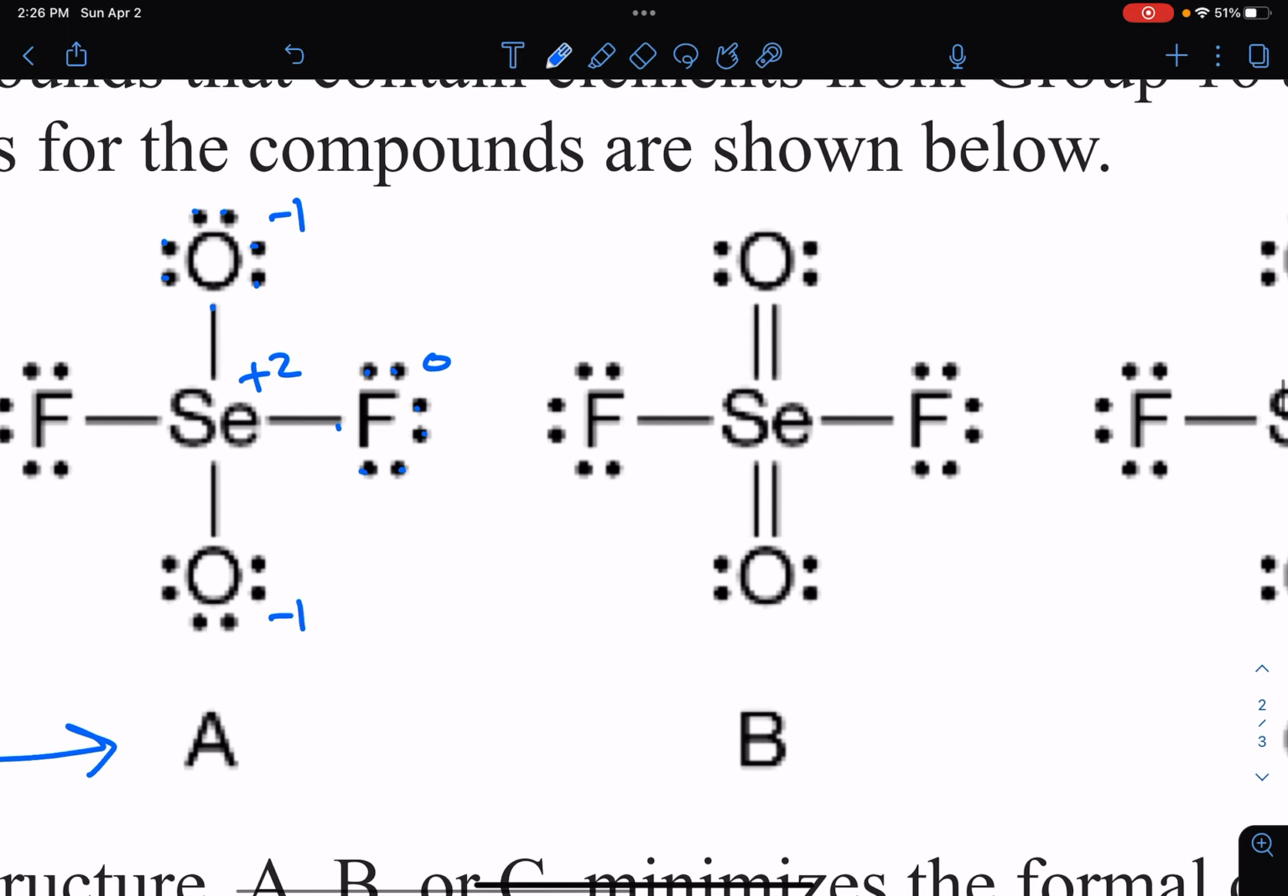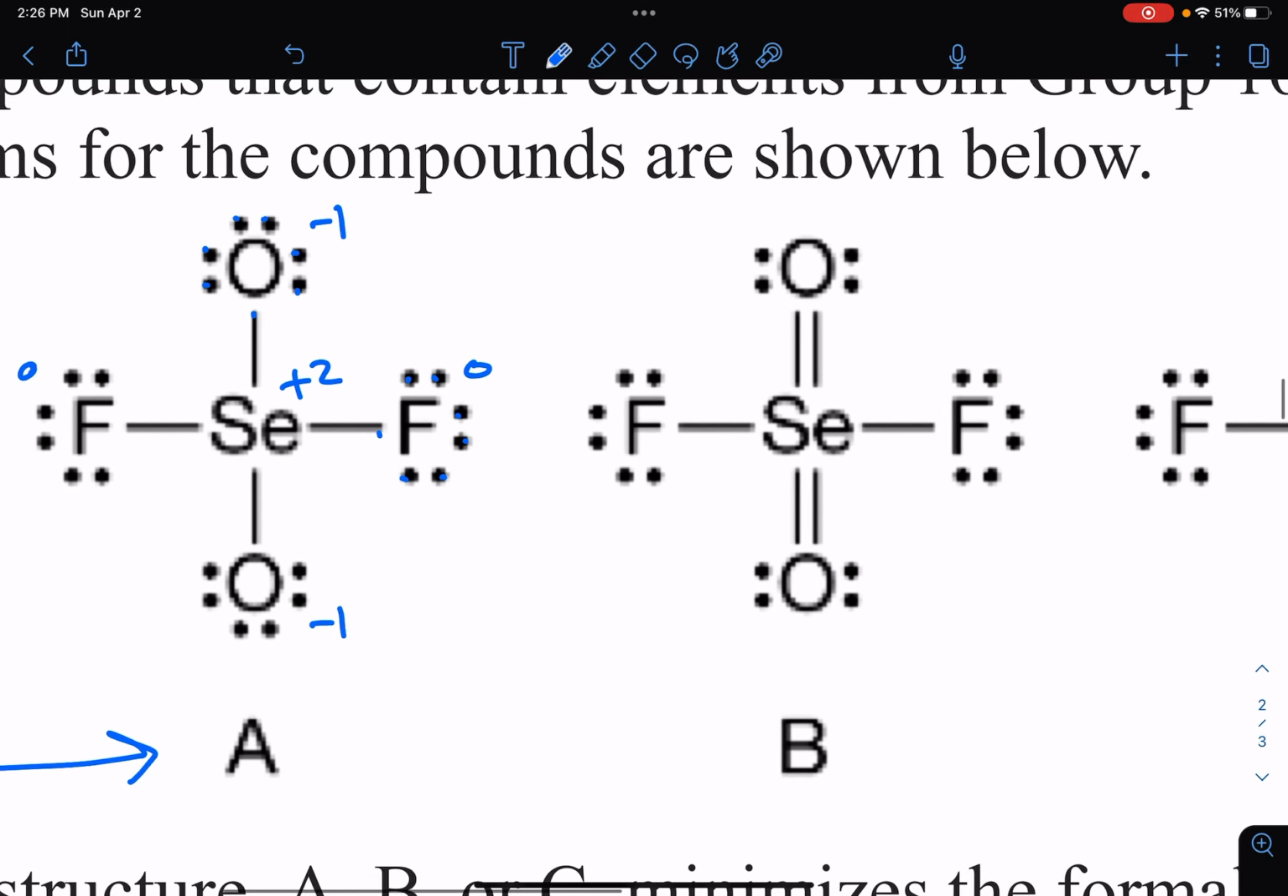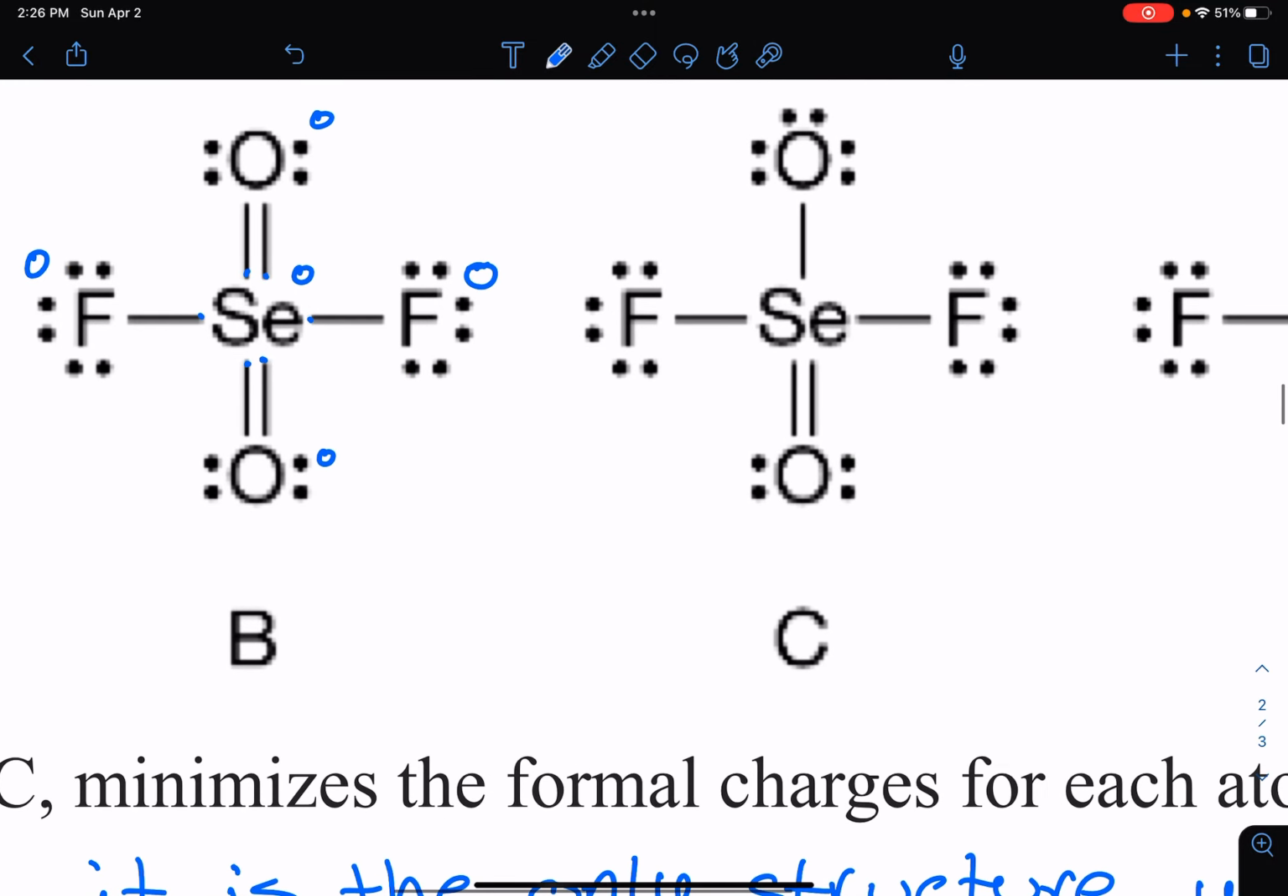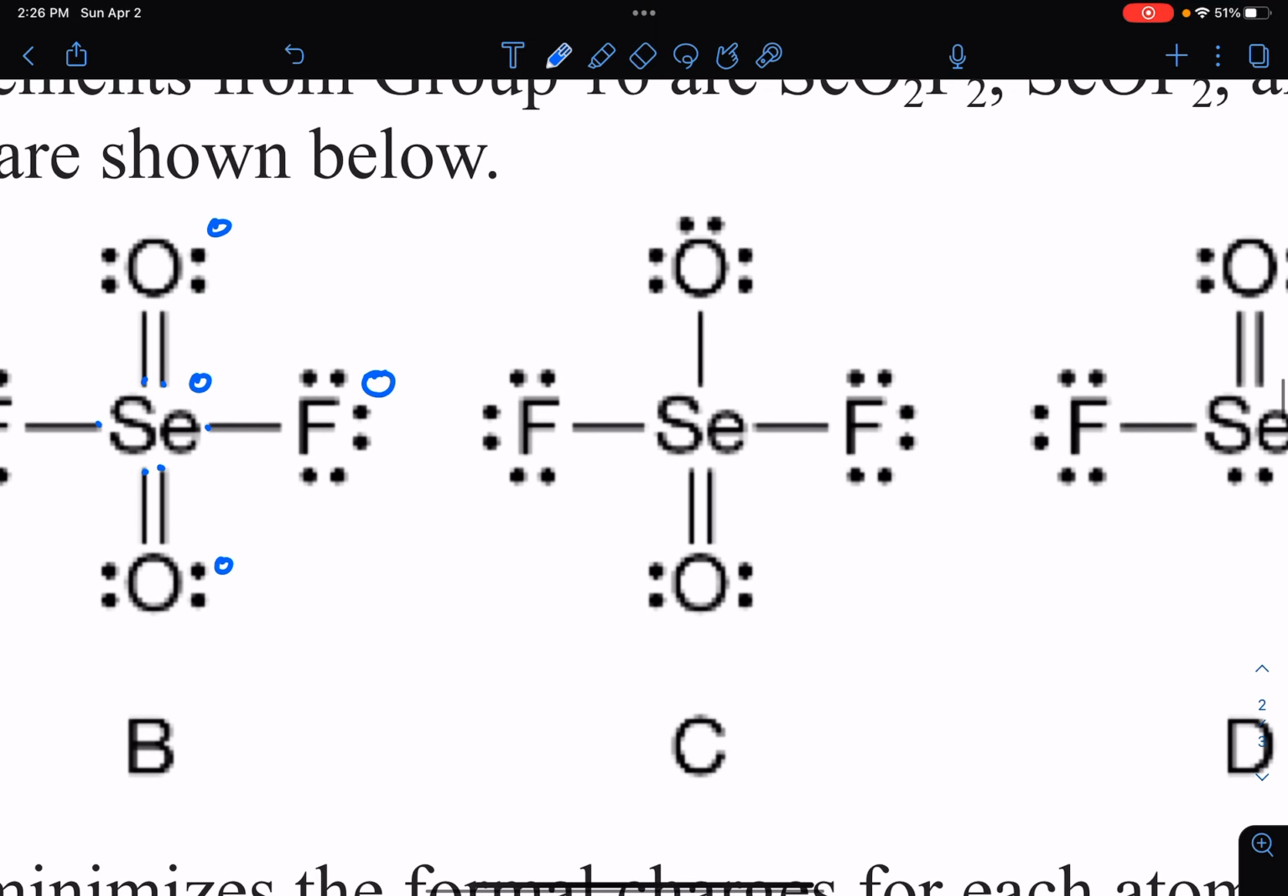Let's look at B. Oxygen is supposed to have 6, and it has 6. So each oxygen has 6 valence, a 0 formal charge. The fluorines are supposed to have 7, and they each have 7 here. So they are each a 0 formal charge as well. Selenium is supposed to be 6, and it has 1, 2, 3, 4, 5, 6. So selenium is also 0. So B is the answer for this, but let's go ahead and count structure C.